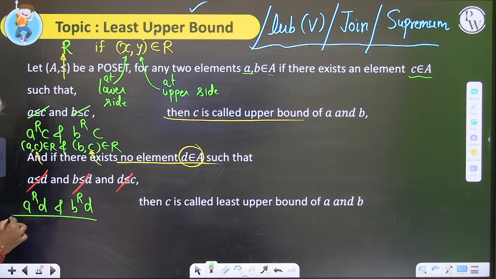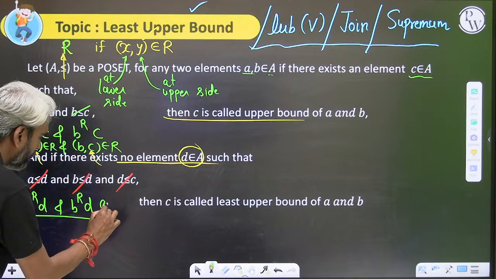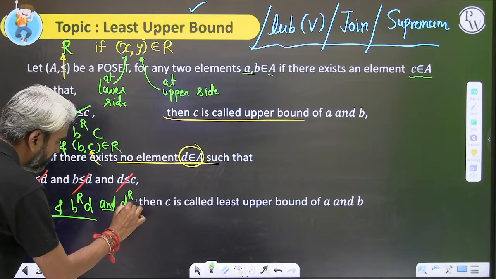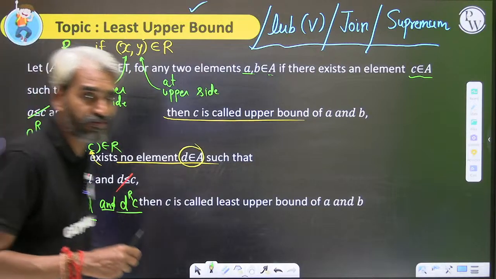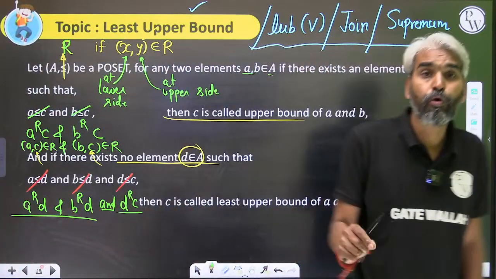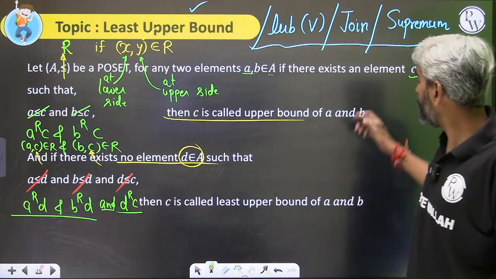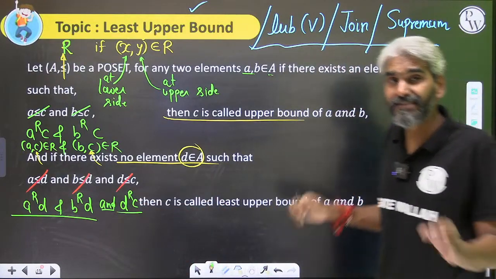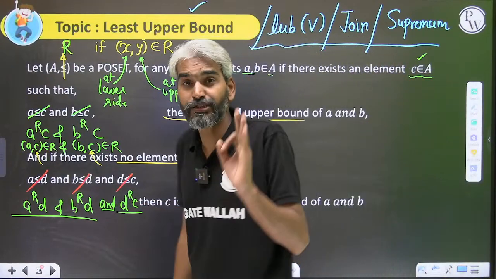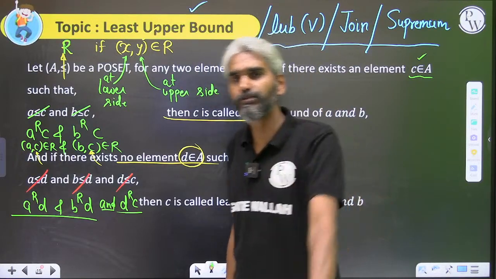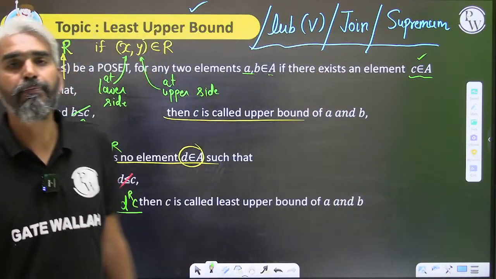that is, if there exists no element D which is upper bound of A and B, and that D is at the lower side of C, then there is no other upper bound of A and B which is at the lower side of C. That means C is actually the least of all the upper bounds of A and B.